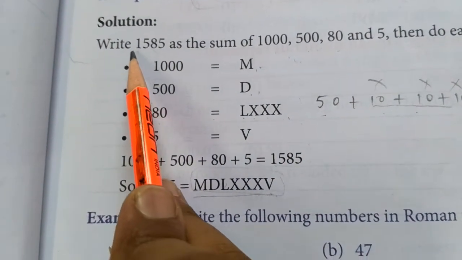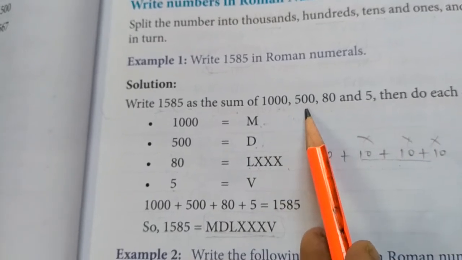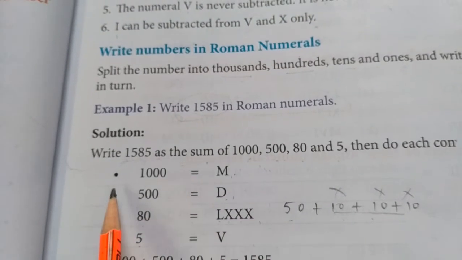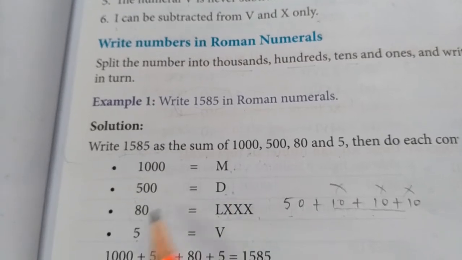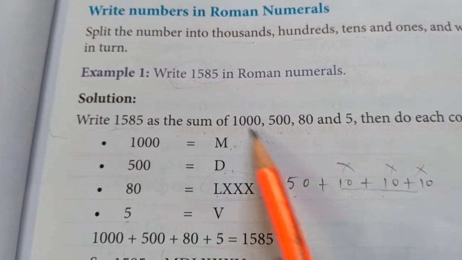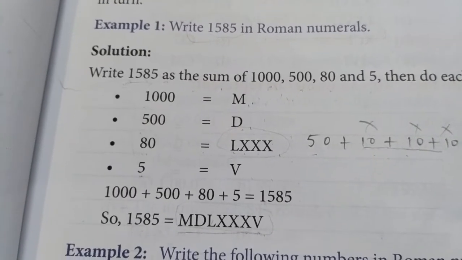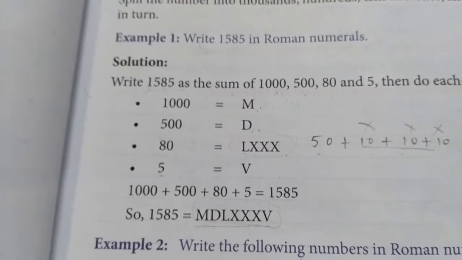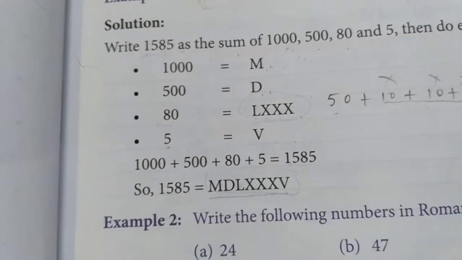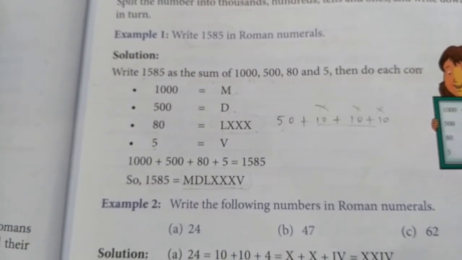First we have to split the given number as the sum of thousands, hundreds, tens and ones. Then we have to put the respective symbols. For 1000 it is M, for 500 it is D, for 80 it is written by breaking it up like this, and for 5 it is like this. So for writing this, kids, you have to keep in your mind all those Roman symbols for their corresponding Hindu Arabic numerals. Likewise, this problem gets solved in this way. View this portion of the video for a few more seconds so that you can better understand this problem. What are the steps? What needs to be done?